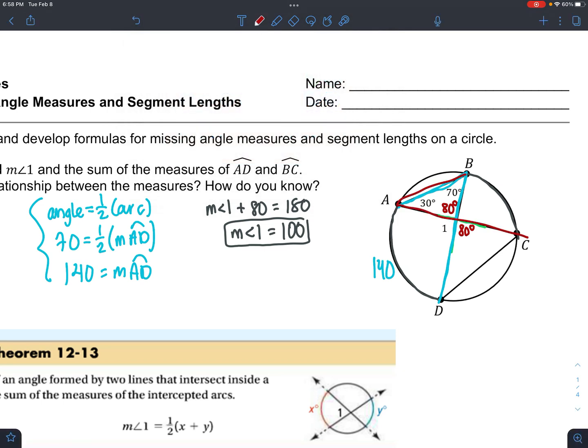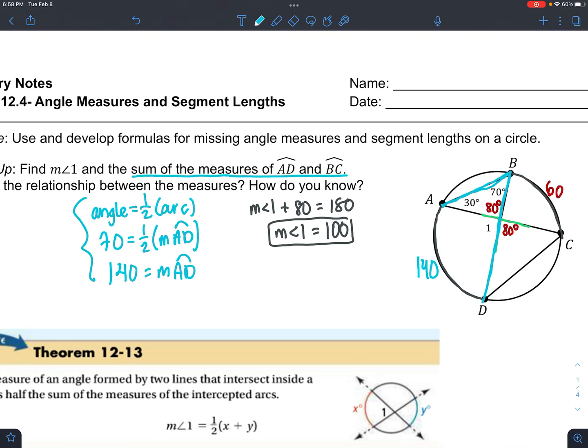And if we look at the other side, we have that 30-degree angle. I'm just going to sketch this real fast so you see it. That angle opens up to BC, and it's inscribed. So this is 60, because the angle is half the arc. So if the arc is 60, the angle is 30. So take a look at those notes if you need to see that from the last section. They want to know the sum of the measures. So the measure of AD plus the measure of BC is 200, it looks like.